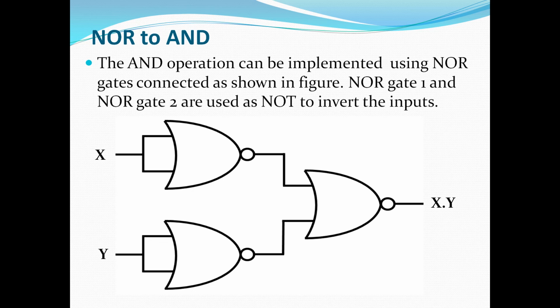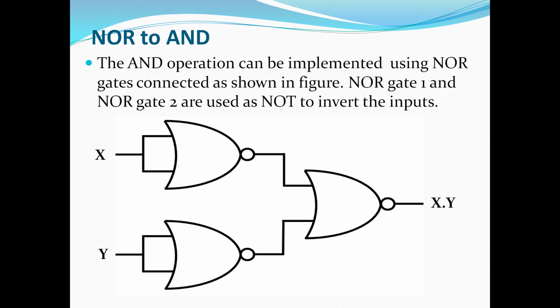Here is the next implementation, that is NOR to AND. How can we implement the AND operation using only NOR gates? Here we are mainly using three NOR gates.